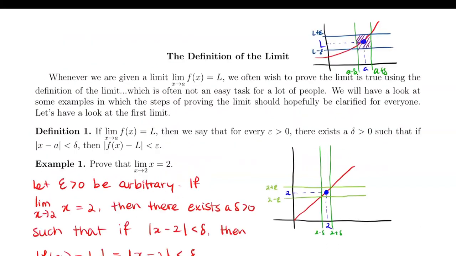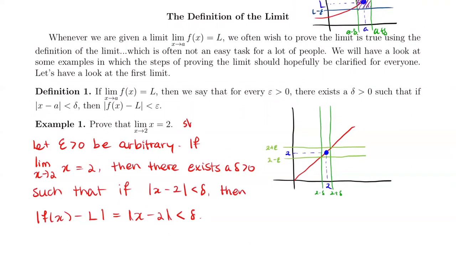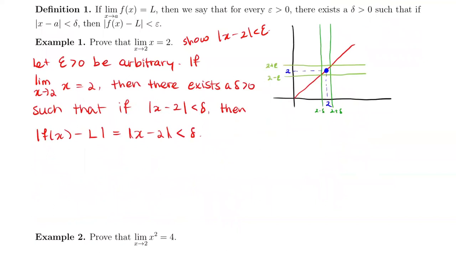So the goal here is to show that the absolute value of x minus 2 is less than epsilon. So we have to choose a delta to make this happen. And the choice of delta in this case is a very simple one, because if we just set delta equal to epsilon, then we simply have that the absolute value of x minus 2, which is less than delta, is equal to epsilon.